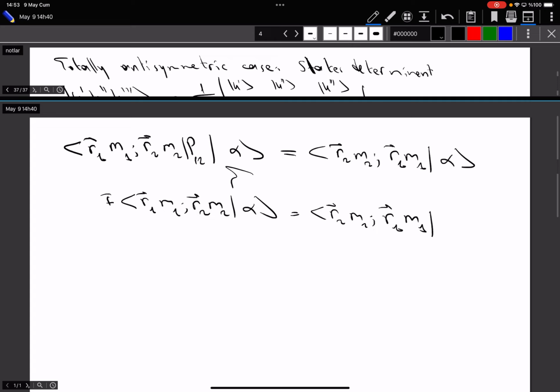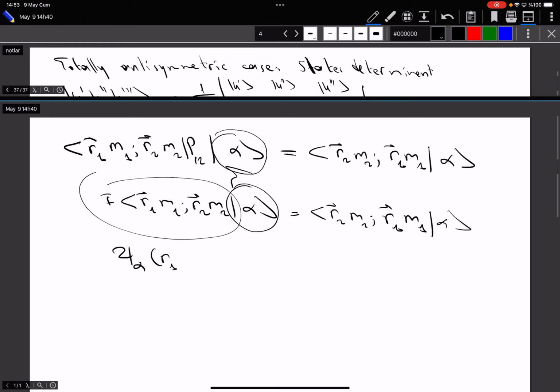So basically this says that even this is a general state, but even these bras and kets we have, they have to be symmetrized or anti-symmetrized. So if you identify these as the wave functions, psi alpha, R1, M1, R2, M2, this should be equal to plus or minus psi alpha, R2, M2, R1, M1. So these are the combined wave functions of both position and spin.